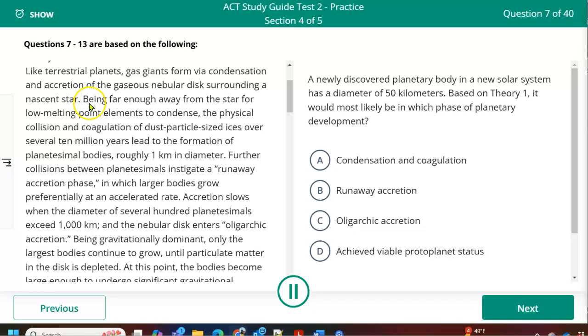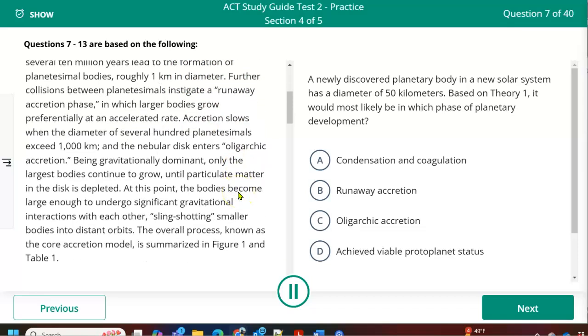Holy cow, hold on. Being far enough away from the star for low melting point elements to condense, the physical collision and coagulation of dust particle-sized ices over several 10 million years lead to the formation of planetesimal bodies, roughly 1 kilometer in diameter. Further collisions between planetesimals instigate a runaway accretion phase in which larger bodies grow preferentially at an accelerated rate. Accretion slows when the diameter, okay. Let's just look at the question here that's right in front of us.